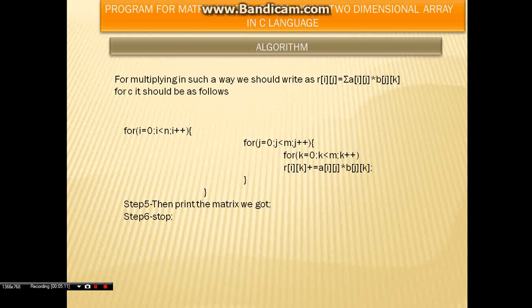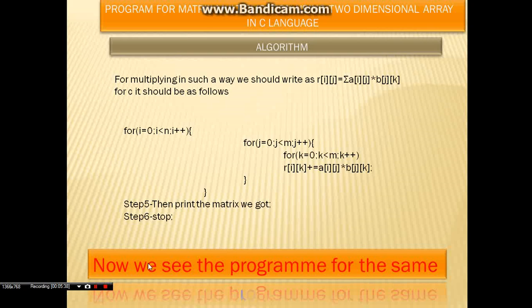Similarly, for the third loop we define k is equal to 0, k is less than m, where similarly it continues up to m. Then after that the matrix gets multiplied, and then we print the multiplied matrix. In step 5 we print the matrix below, and the last step, stop, means end. Now we see the program for the shape.